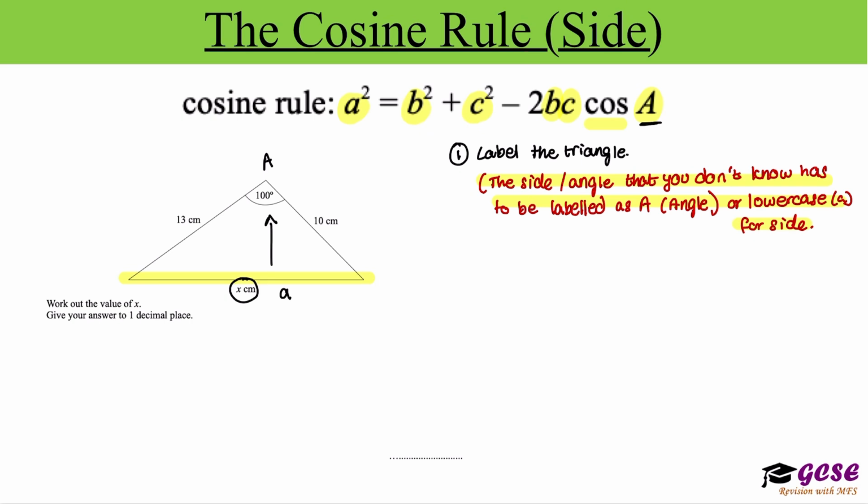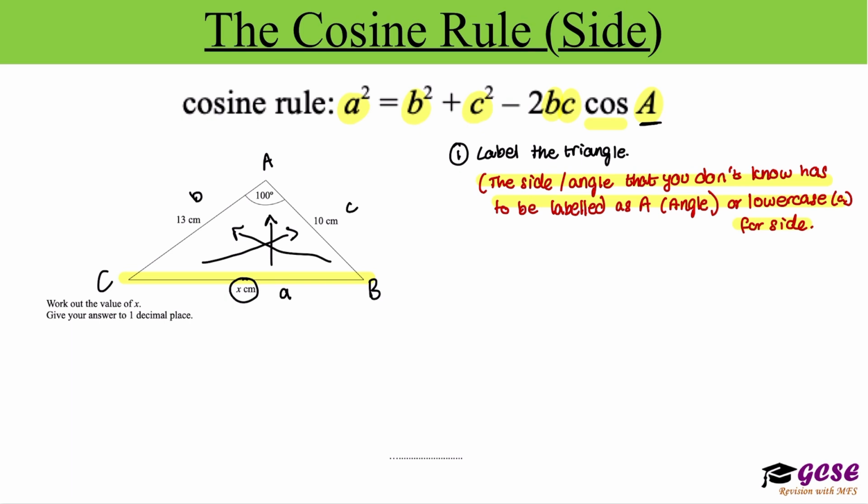Now the B's and the C's, it doesn't matter, you can label them in whichever order you want. So we'll label this capital B, the side opposite it has to be lowercase b. We'll label this capital C, and the side opposite it has to be lowercase c. Unlike the sine rule, when you're using the cosine rule, you're going to be using all the sides.